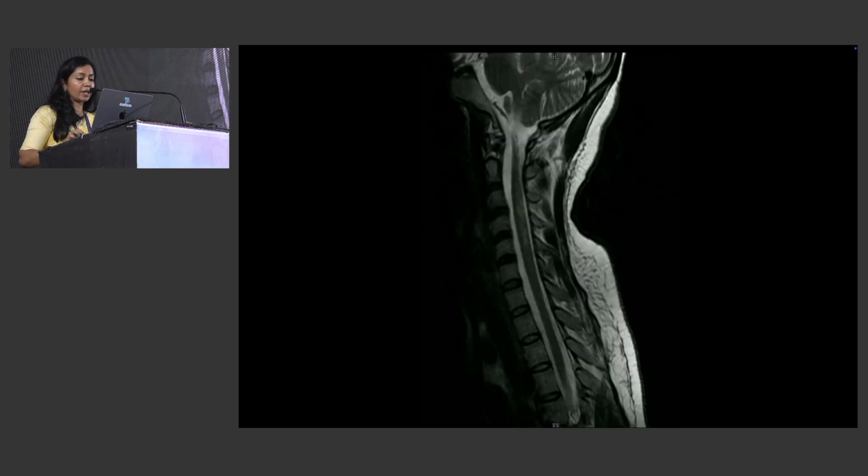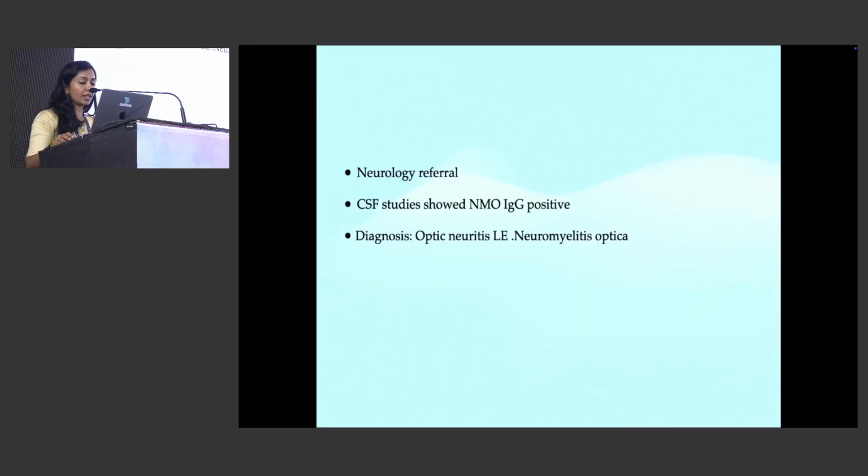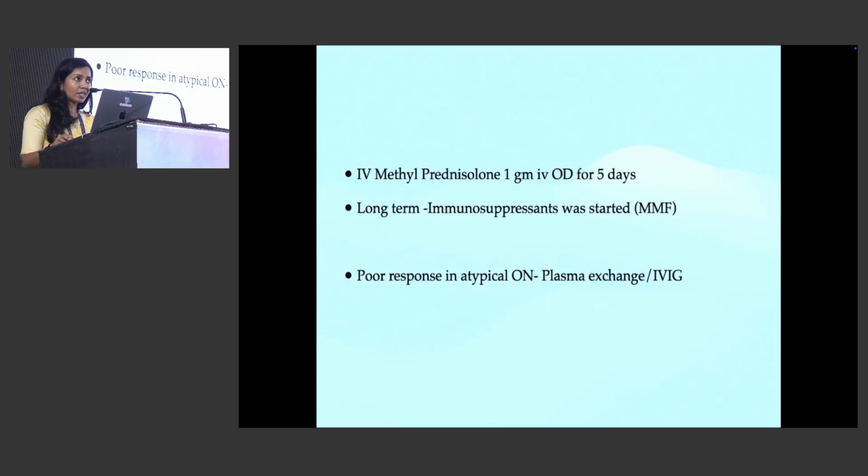And that's the spinal cord. You can see that there is a hyperintense area here, involving almost 3 disc segments, which is also more specific for NMO. So this patient again should be treated with IVMP. CSF studies showed NMO positivity. So the diagnosis is left optic neuritis with neuromyelitis optica. This patient's vision improved, and in the long term she was kept on MMF.